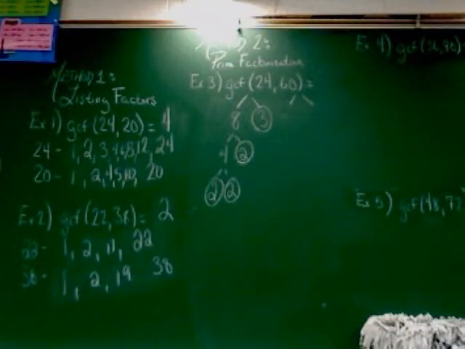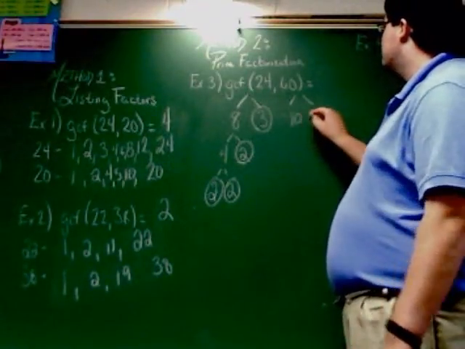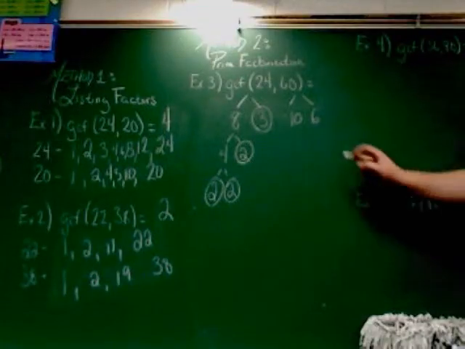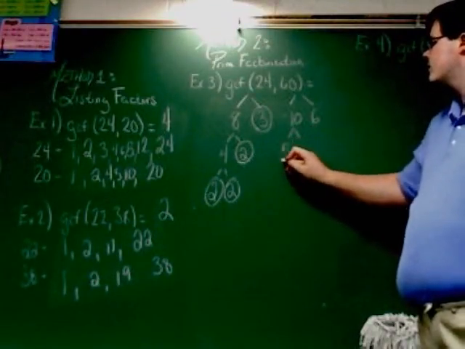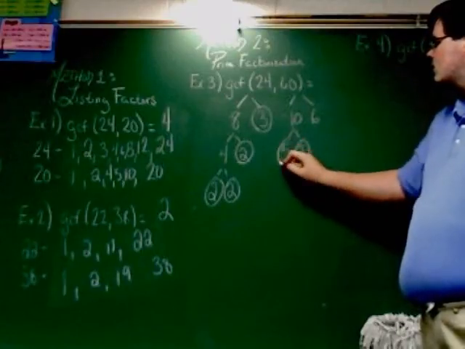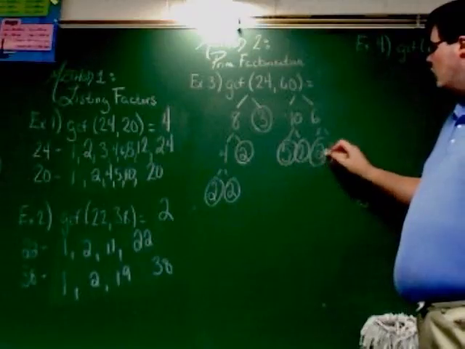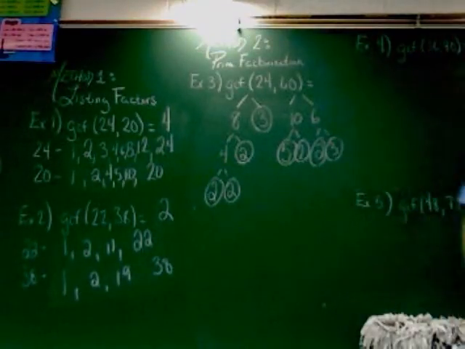I can break it down any way I want to break it down. I'm going to start with 10 and 6. Neither of which are prime. 10 can be broken down into 5 and 2. And 6 can be broken down into 2 and 3, and all of those numbers are prime. So that's the first step.